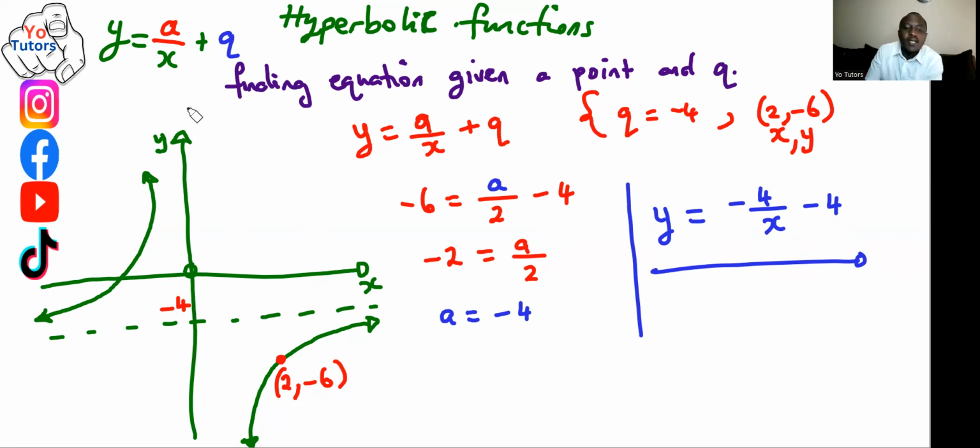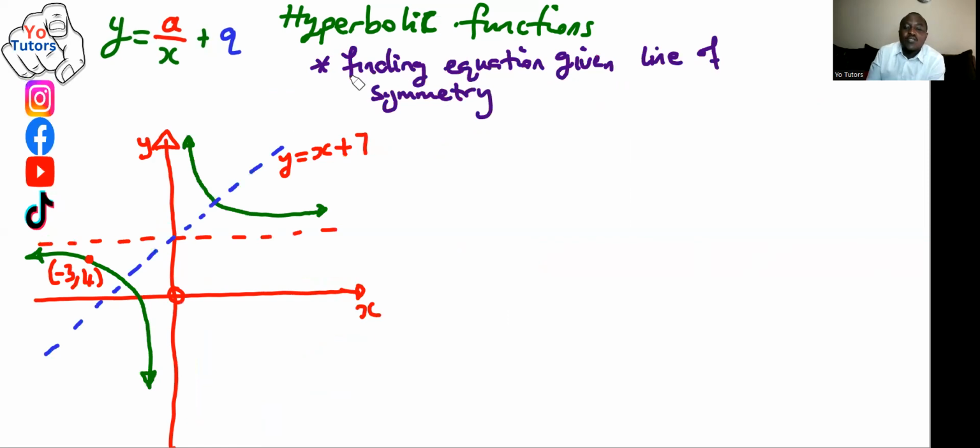That's all. Now let's move on to the next one, where we are again to find the equation, but in this case we are given a point and the axis of symmetry. So here we're given the equation and the axis of symmetry. Now, we must understand that the line of symmetry gives us q. So in this case we are given q, and q is 7. That's what you just need to remember there. You must pick that q from there.